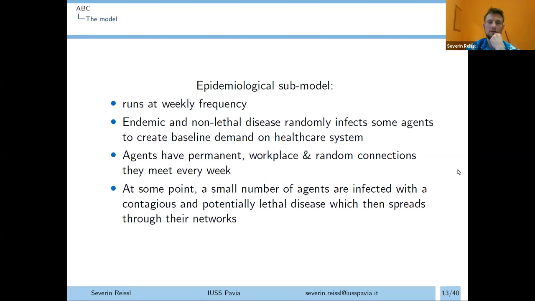So in the epidemiological submodel, in addition to the epidemic disease that I'm going to talk about in a second, there exists in fact an endemic and non-lethal disease that is always present, which in every period will randomly infect a small subset of agents in the model. And this is purely done to create a baseline demand on our healthcare system.